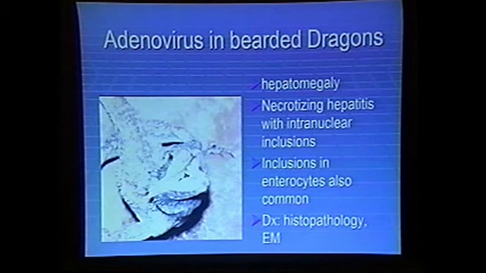The next viral disease I would like to discuss is adenovirus in bearded dragons. Adenovirus in bearded dragons causes hepatomegaly due to necrotizing hepatitis, and numerous intranuclear inclusions are seen in the hepatocytes and occasionally in the bile ductules. Inclusions are also occasionally seen in the enterocytes of affected animals, but generally without much, if any, pathologic change in the enteric mucosa. Diagnosis is by histopathology and electron microscopy.